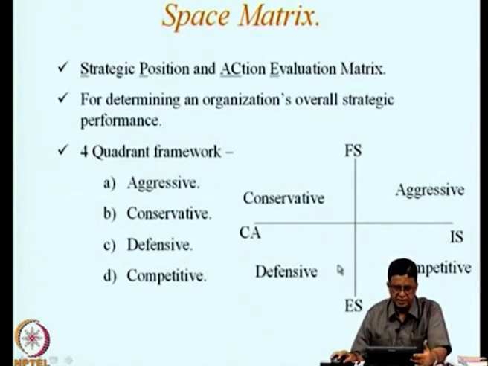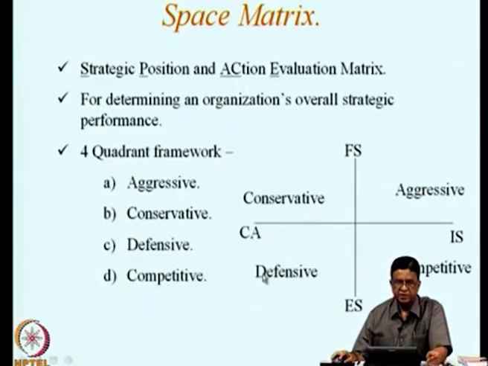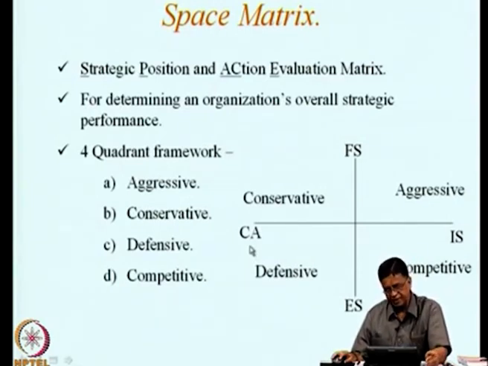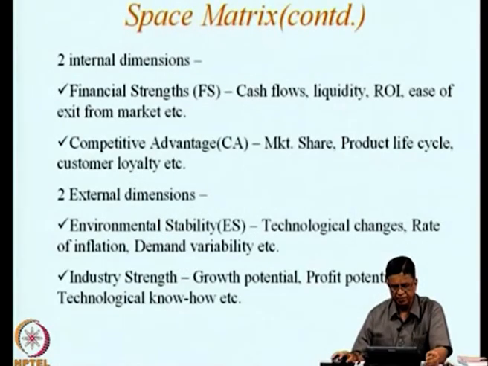Then we looked at this SPACE matrix, which can help in looking at the strategic position and what is the type of action evaluation that can be done. A 4 quadrant framework was represented for determining an organization's overall strategic performance. This 4 quadrant framework could be looked at as aggressive, conservative, defensive and then competitive.